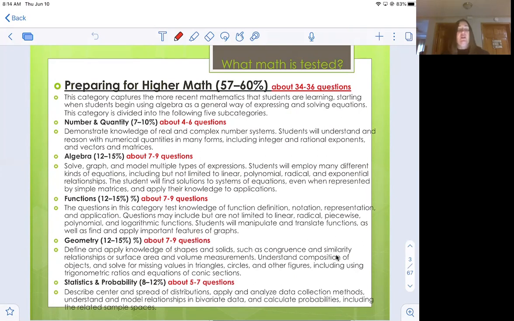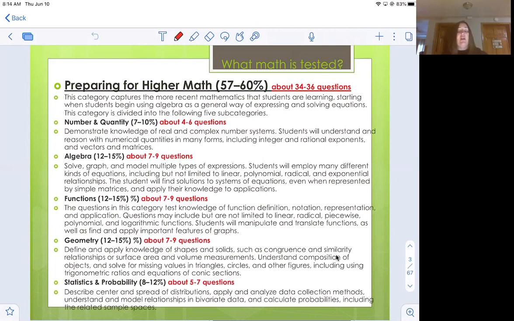The algebra portion, notice that this is 12 to 15%, or 7 to 9 questions. This could be solving a question, graphing, X and Y intercepts. So it could be a lot of different things. The functions that it could be: linear, polynomial, it could be a radical or root, exponential, which we talked about in the last, and you talk about in Algebra 2. So you may have to find a solution to a system of equations.